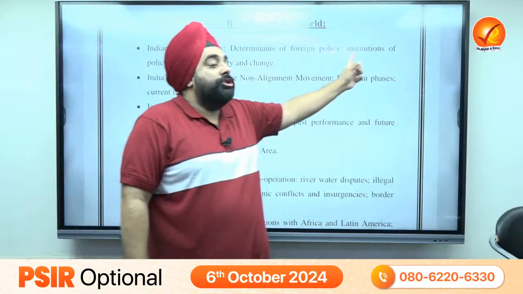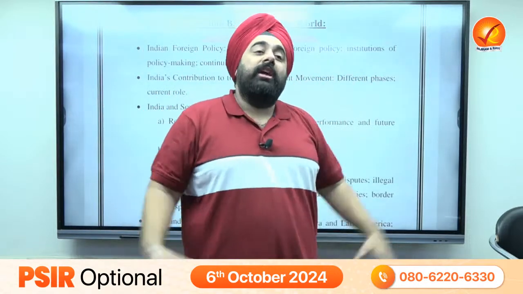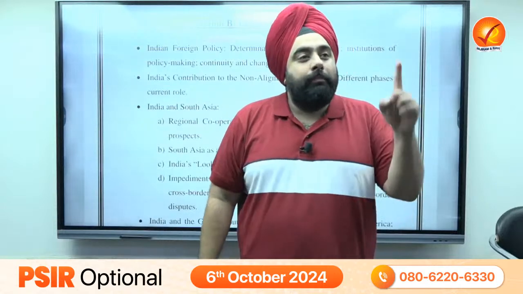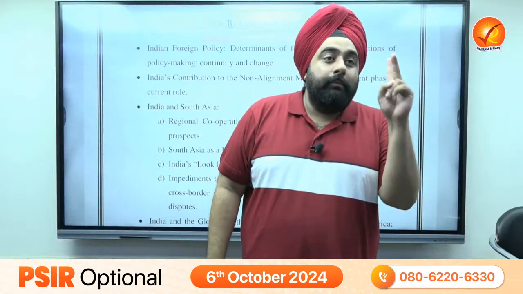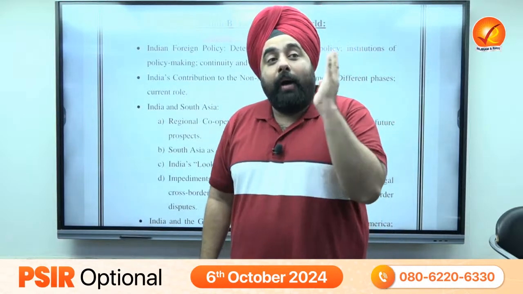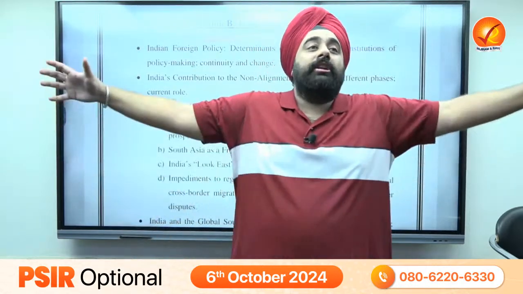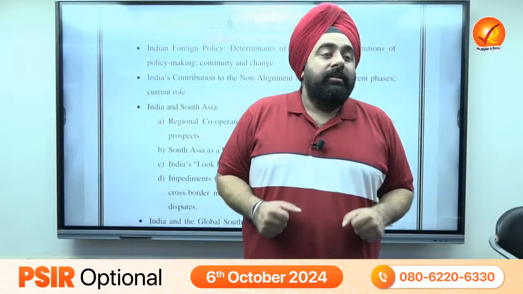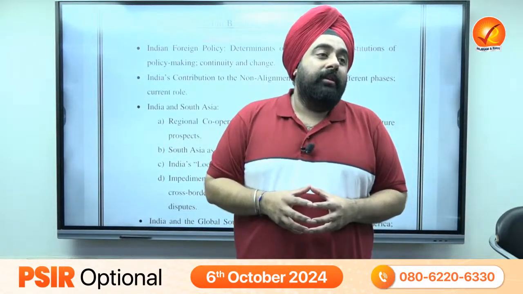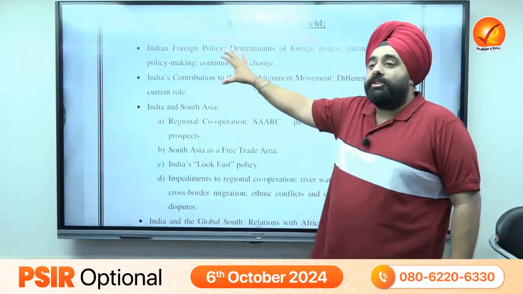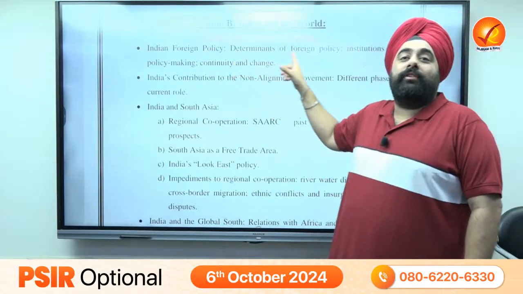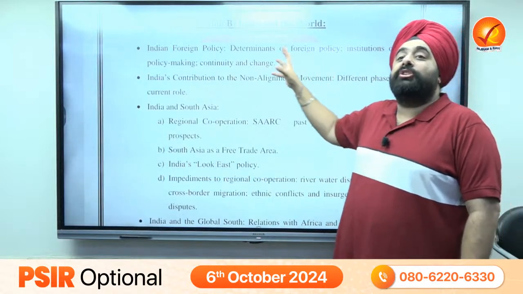Then also institutions of foreign policy making. Which are the important institutions in India which are involved in making of the foreign policy? Do you think Prime Minister's office is involved? Do you think Ministry of External Affairs is involved? National Security Advisor is involved? Parliament is involved? National Security Council is involved? There are multiple such institutions in India which are involved in making foreign policy of the country. So that is what the first chapter is. Detailed study of how Indian foreign policy, what factors are responsible for making of Indian foreign policy, determinants and institutions.